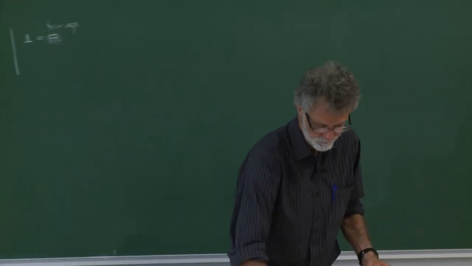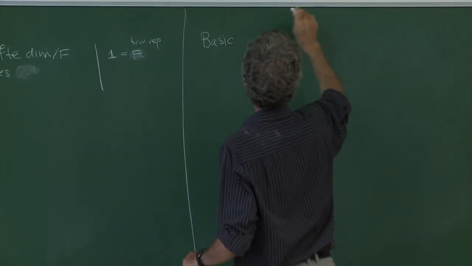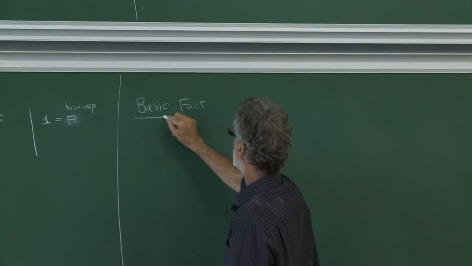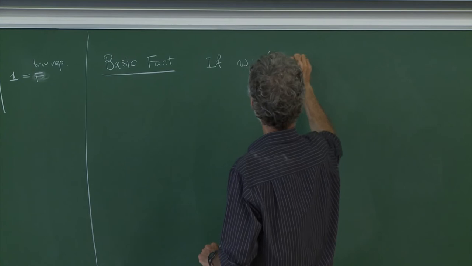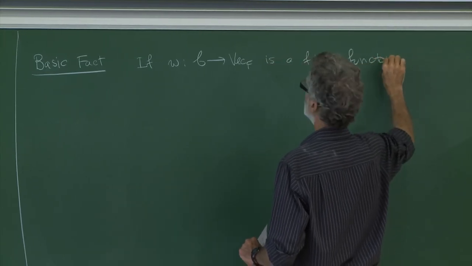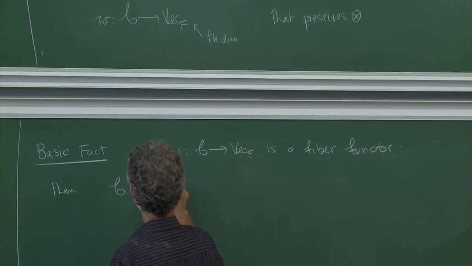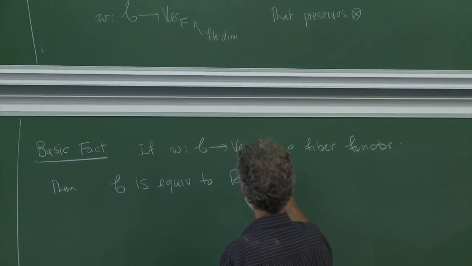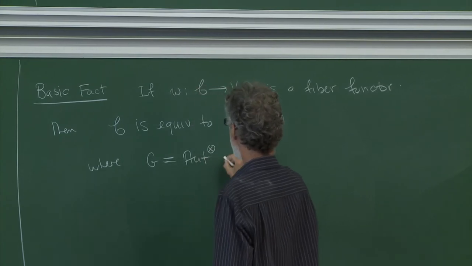And the basic fact we need is that, I should say, such a functor is called a fiber functor, and there can be many of them. The basic fact is that if omega from C into Vec F is any fiber functor, so that's one of these exact and faithful functors, then C is equivalent to Rep F G, where G is the tensor automorphisms of omega.